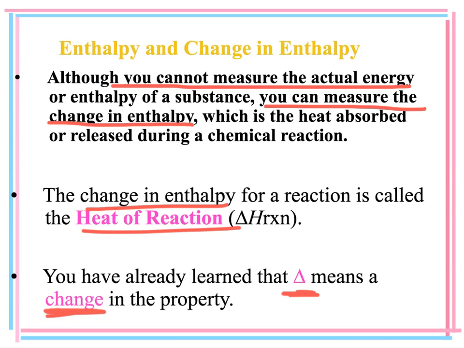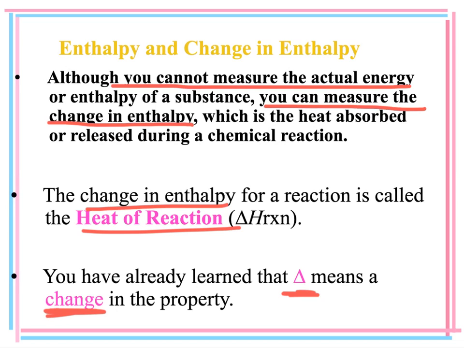Alright, so this lesson is on enthalpy and change in enthalpy. We'll be learning how to calculate the change in enthalpy. And although you can't actually measure the enthalpy of a substance, what we will be measuring or calculating is the change in enthalpy, which is the heat absorbed or released during the chemical reaction. This change in enthalpy for a reaction we call the heat of reaction. And then we'll show that as this little triangle H, which means delta.